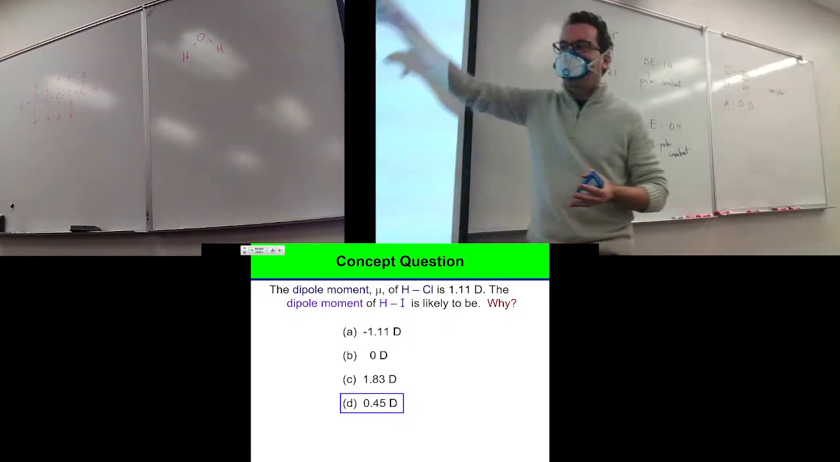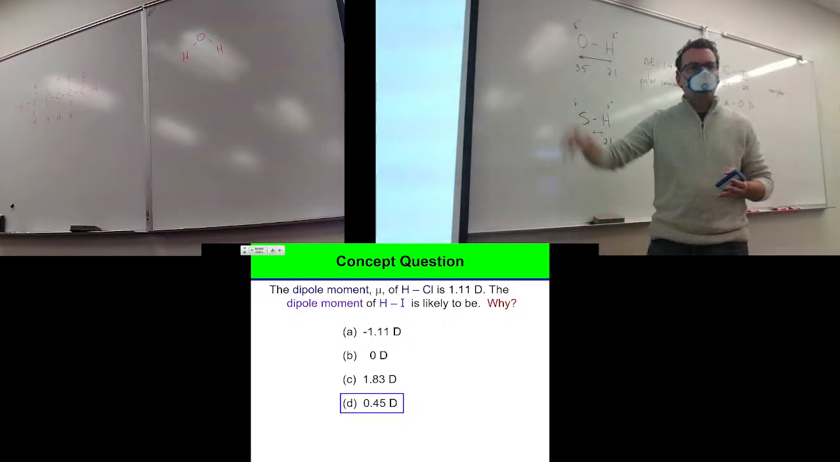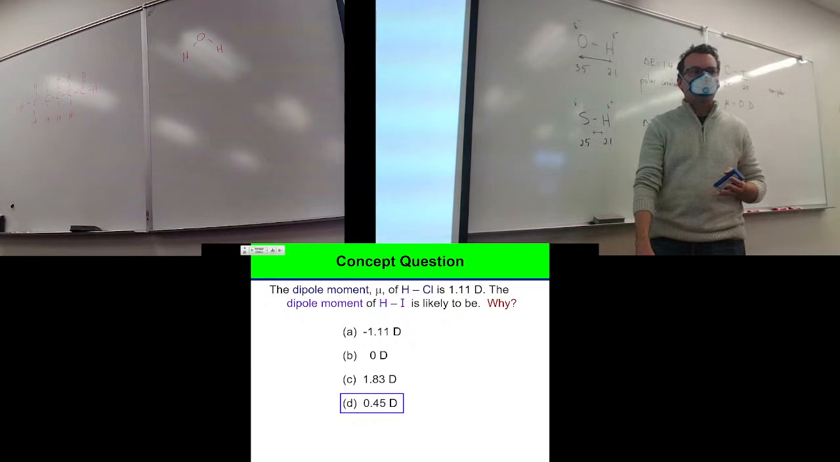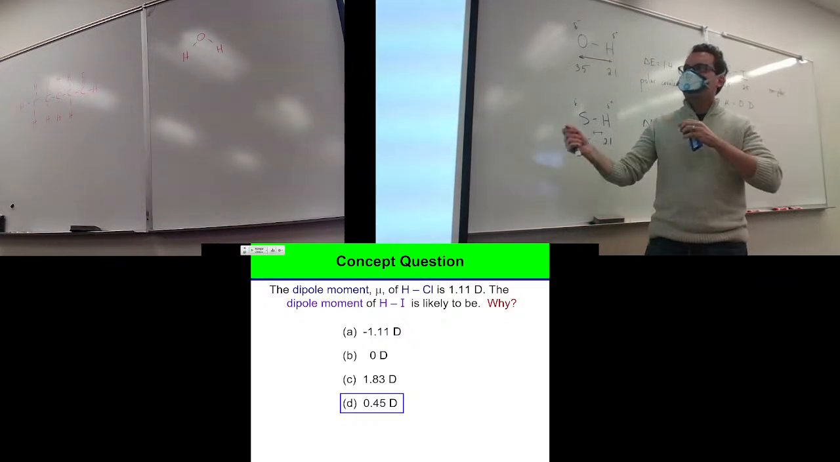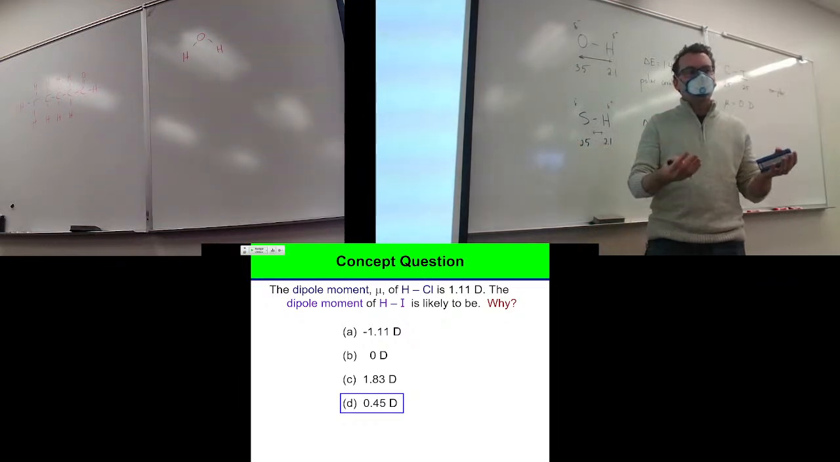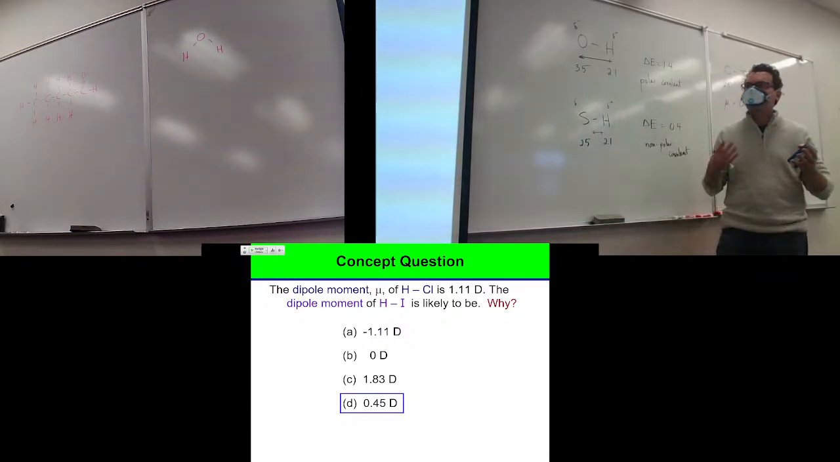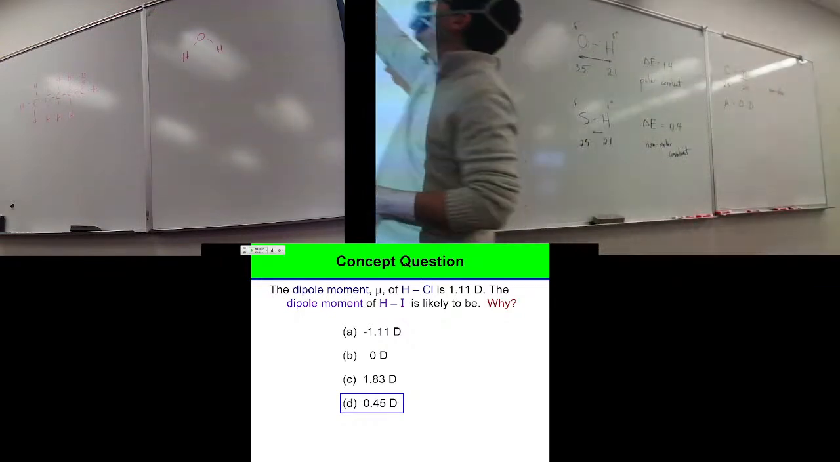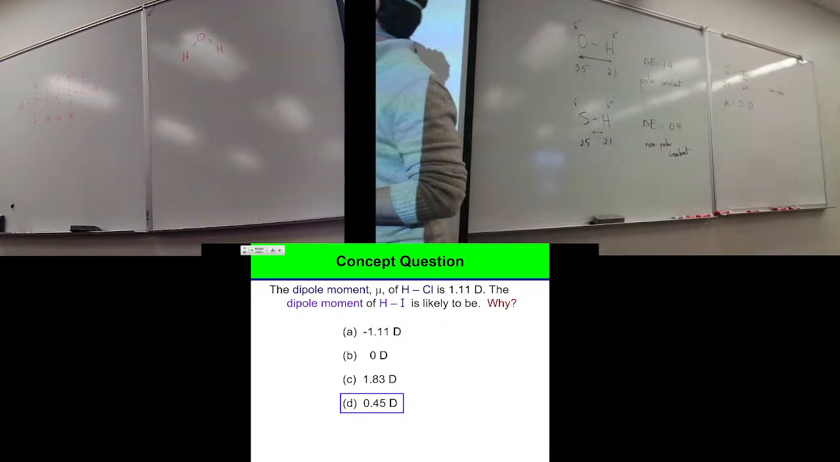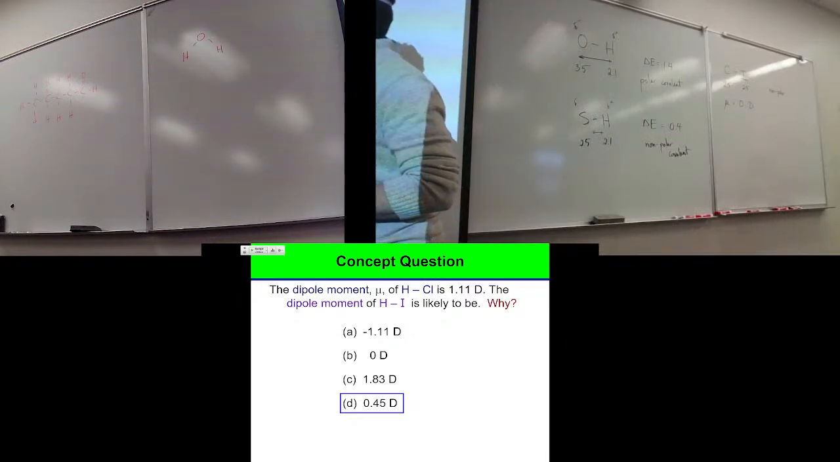I is further away from fluorine. It's less electronegative than Cl is. So for HI the difference in electronegativity is going to be smaller. And so the polarity is going to be weaker, a lot weaker. So the dipole moment should be less than this. And that's why 0.45 is the answer here.